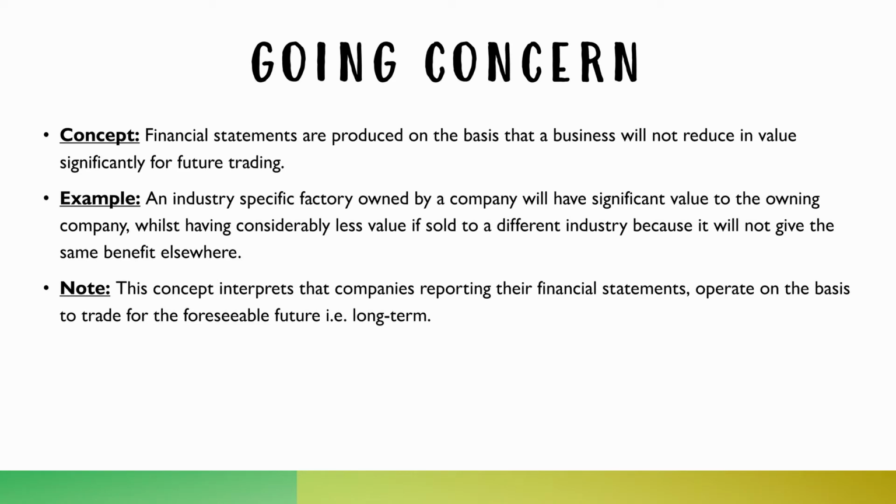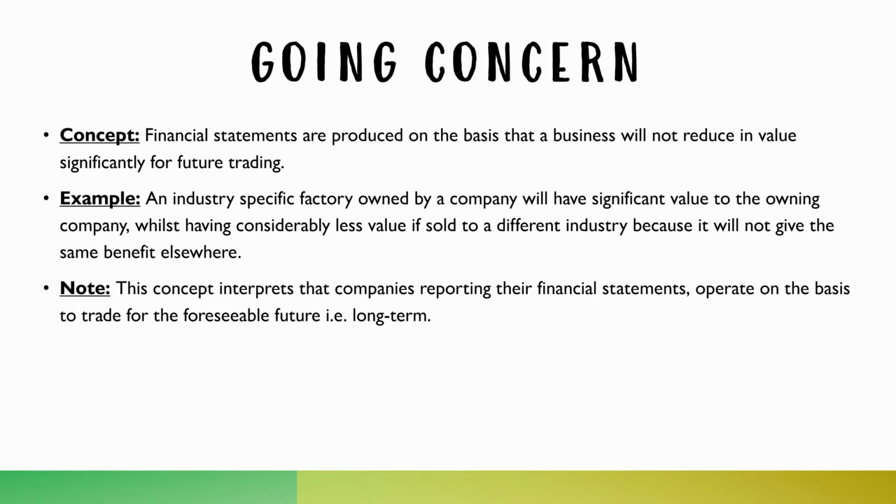This can be indicated by a company owning high-value assets, which will be used for the long-term future to generate value. For example, a company within a particular industry owns a factory that is specific to that industry. We can say that a clothing company owns a factory which contains machinery that is specific to the clothing industry, as the machinery assists to manufacture high clothing material. If this factory were to be sold to a different industry, say for example the motor trade industry, the value would be considerably lower because it will not generate the same benefit.